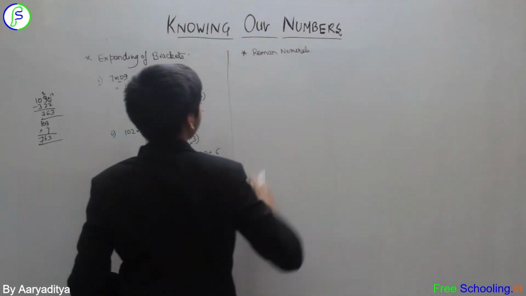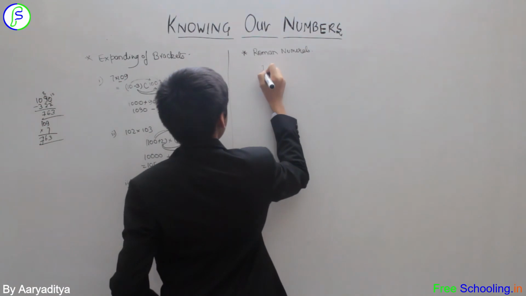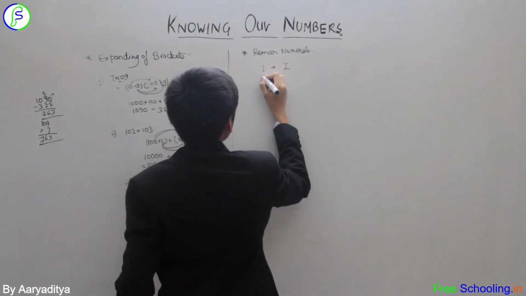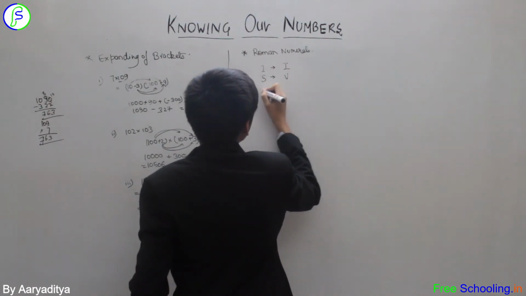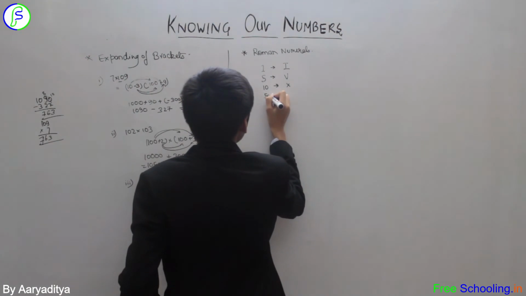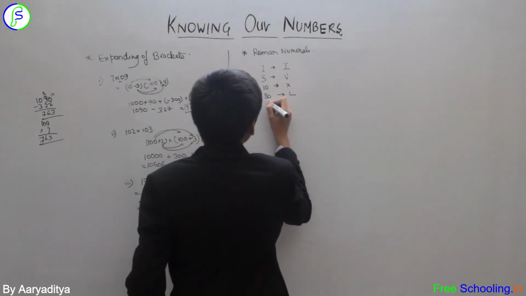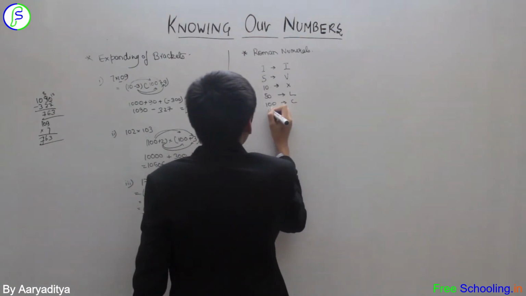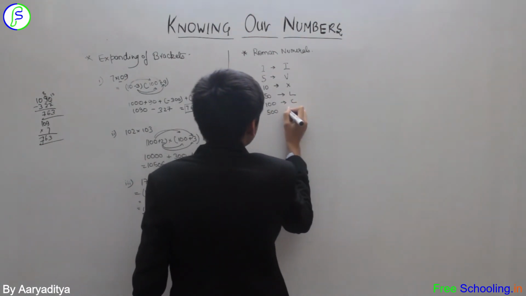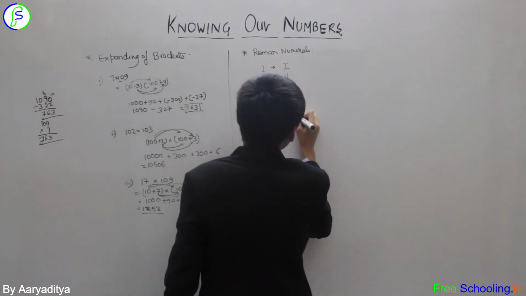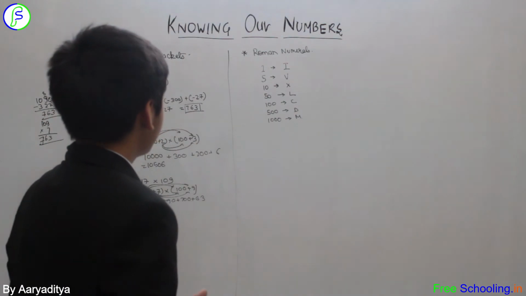Roman numerals. So in Roman numerals, 1 is just represented like this, I. And then 5 is represented as V. 10 is represented as X. 50 is represented as L. 100 is represented as C. And 500 is represented as D. And at last, 1000 is represented as M. Hope you are cleared with this one.